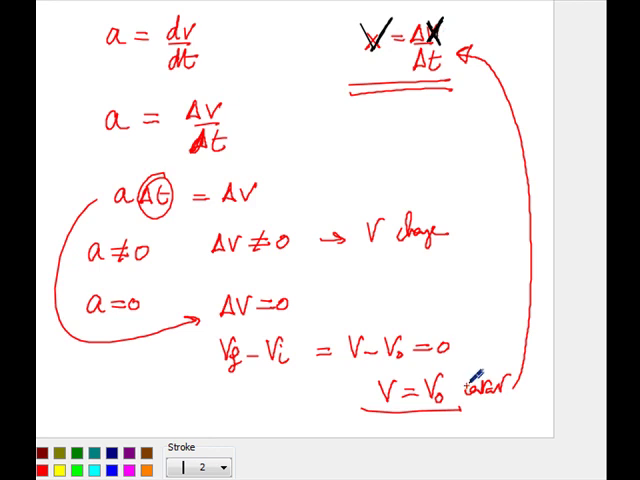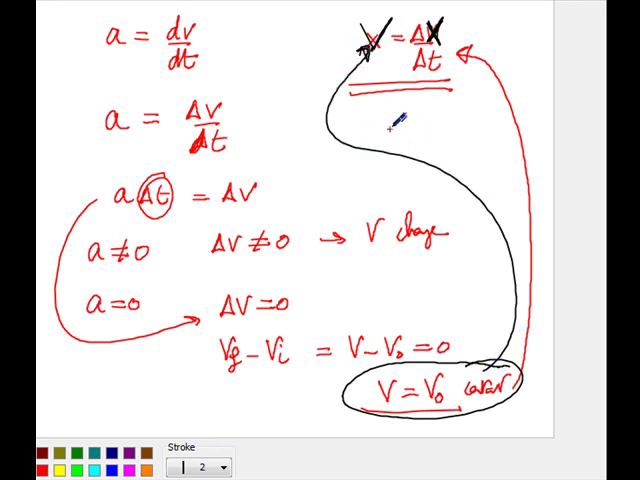So that solves every problem. If v is equal to v naught, this is a constant, therefore delta x is equal to a constant times delta t, which is the same as y is equal to mx.